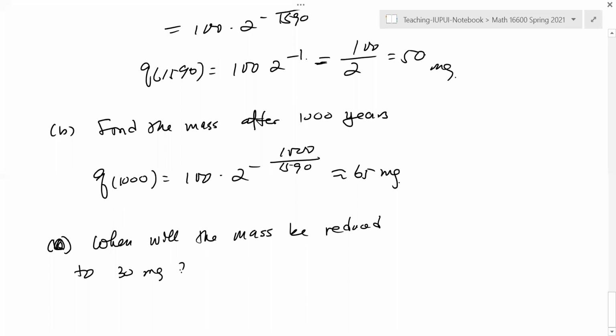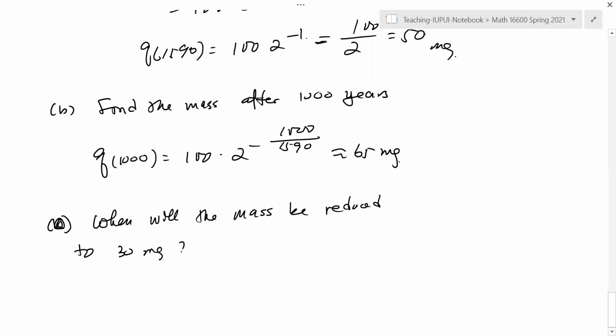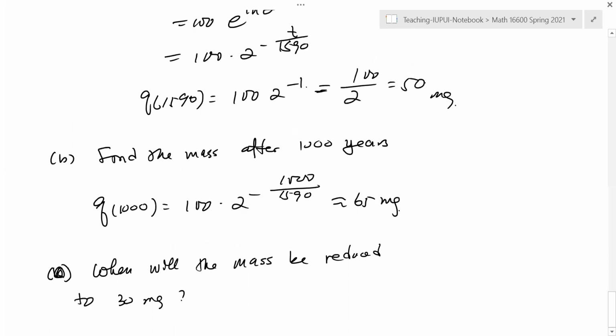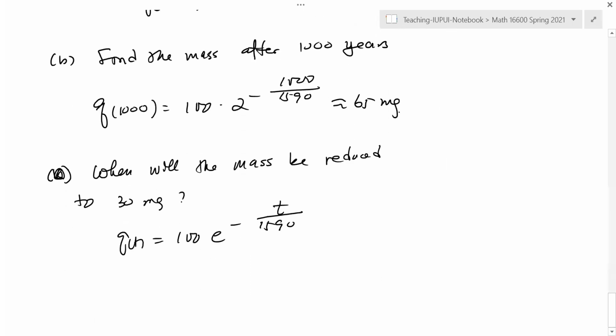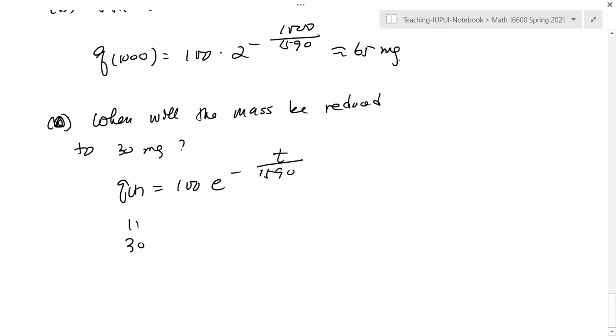Just look at the above identity. We have the identity, right? You write down the equation, e to the negative t over 1590. That's just the formula. What you want to do is find a time such that this is going to be 30. Just find t. So you get the equation.